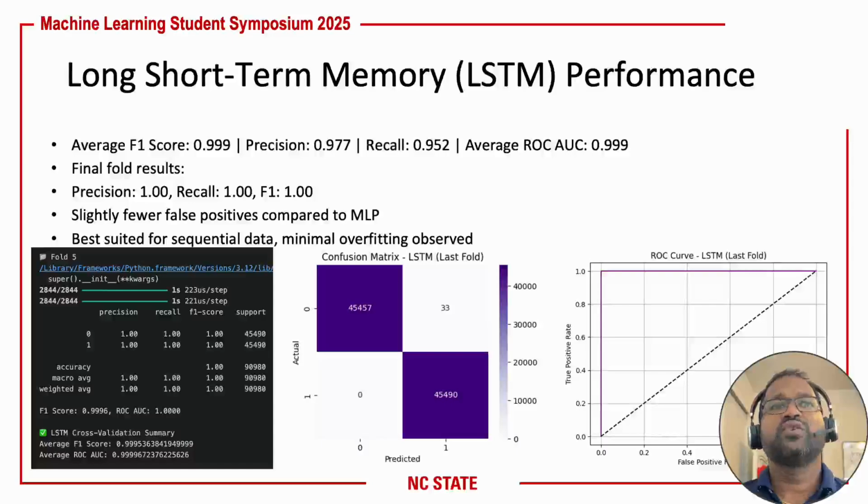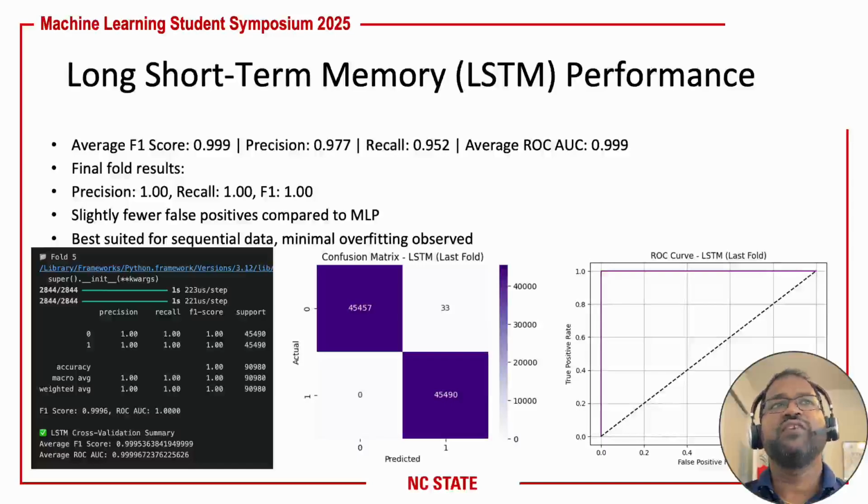LSTM achieved an F1 score of 0.999, high precision and recall, and ROC-AUC of 0.999. It performed slightly better than MLP in terms of reducing false positives, which is especially valuable in fraud detection. Importantly, the model showed minimal overfitting thanks to our regularization strategy and validation process.